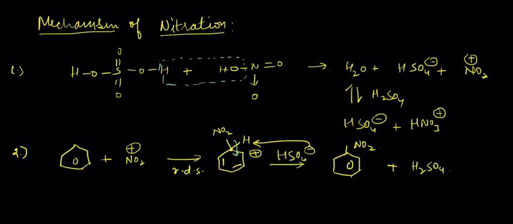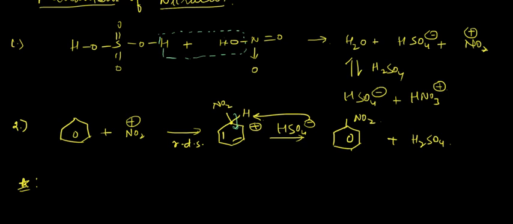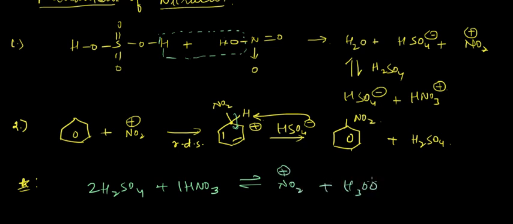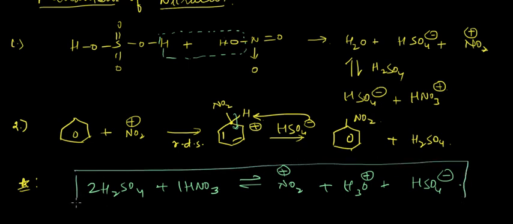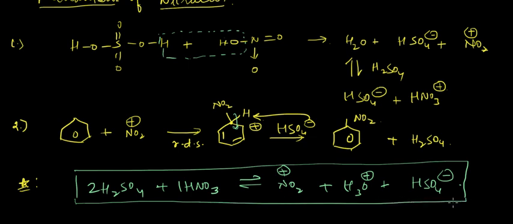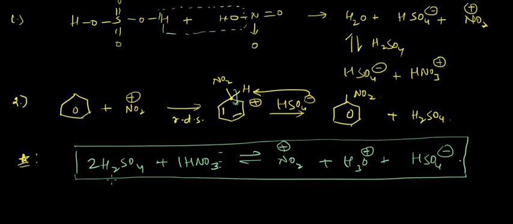Okay, so in the overall mechanism we used 2 moles of H2SO4 and 1 mole of HNO3 for the reaction to take place, which actually converted into NO2 plus, H3O plus and HSO4 minus. So this is used in the ratio of 2:1.